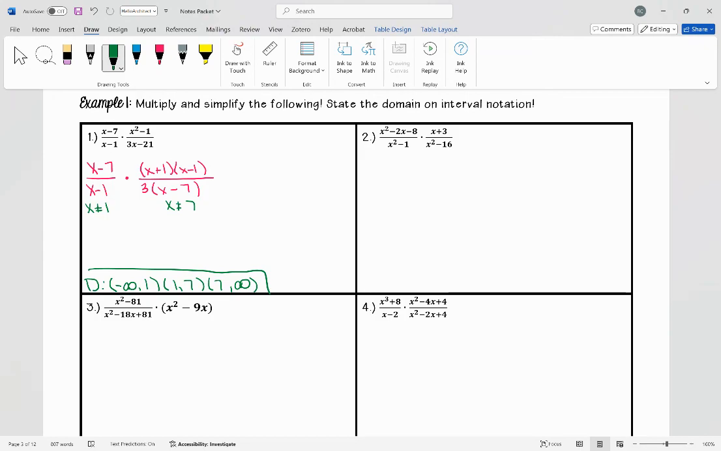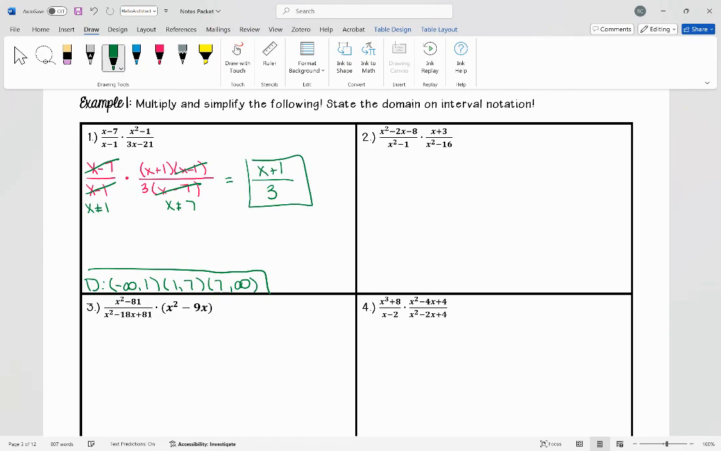Okay, so remember, top to top I can't cancel, bottom to bottom I can't cancel. I can cancel diagonally, so I can cancel the x minus 7s. Again, diagonally here, I can cancel there. So the only thing that I'm left with on the top is x plus 1. On the bottom, I'm left with that 3.